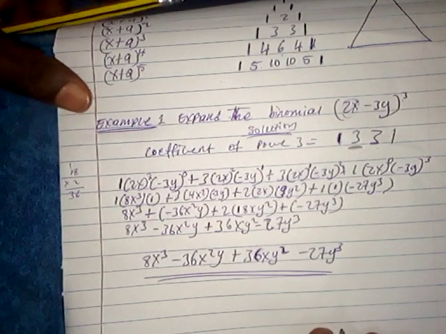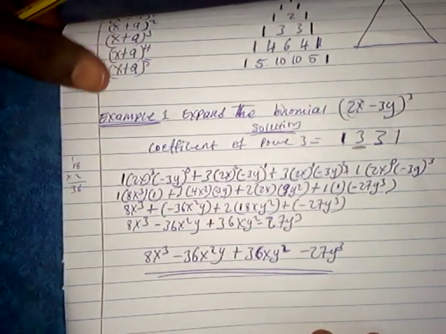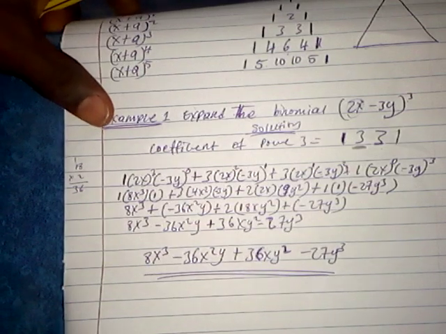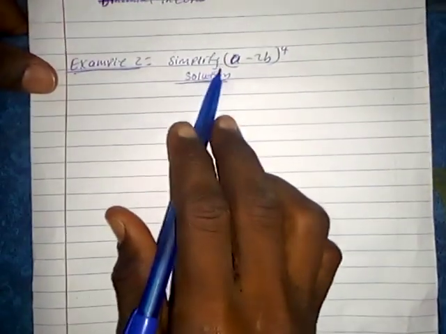Good. Is it understandable? Please, if you don't understand it, play the video and send a message in the comment box so that I will clear your doubt. Right? Now we move to the next question. Example 2 says what? Simplify a minus 2b raised to the power 4.